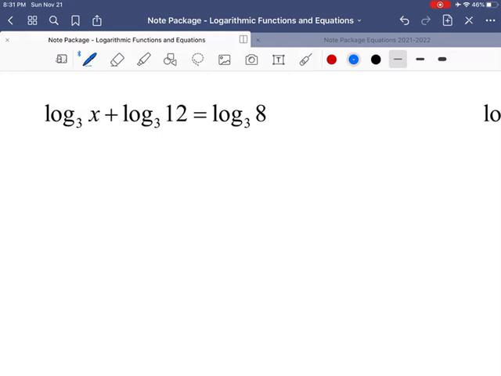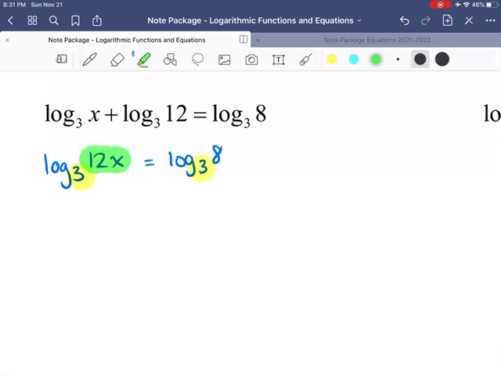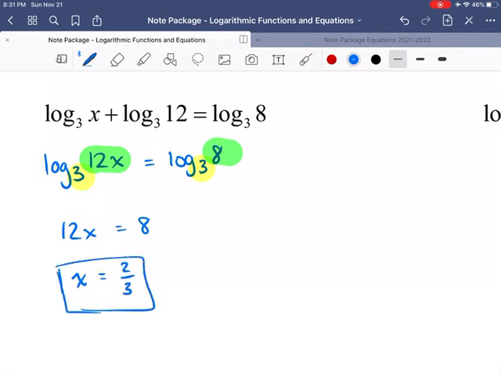So here's an example: log base 3 of x plus log base 3 of 12 is equal to log base 3 of 8. The left side appears to be the product rule, so I'm going to multiply and get log base 3 of 12x is equal to log base 3 of 8. Well, the 3's are the same, so 12x must equal 8. Just like using common bases, you can set these equal to each other and solve. You divide by 12 and simplify, and x will equal 2/3.